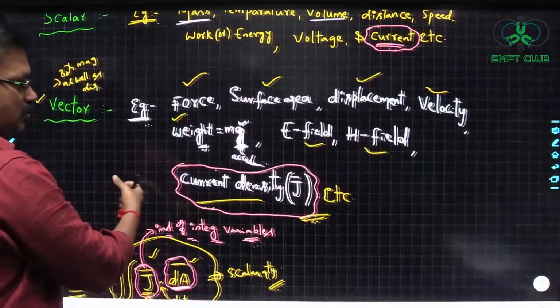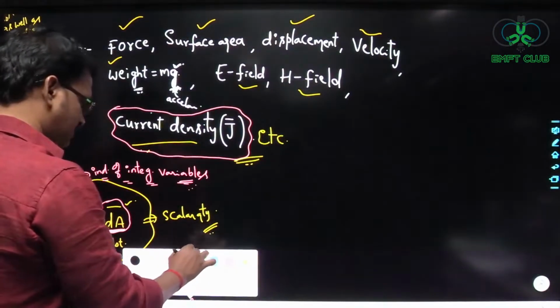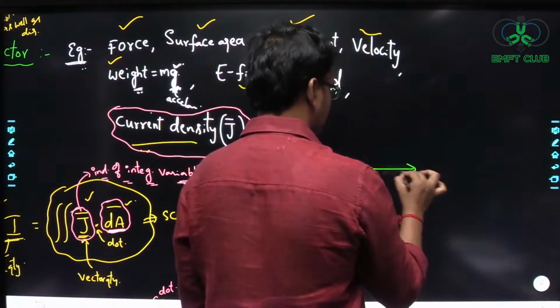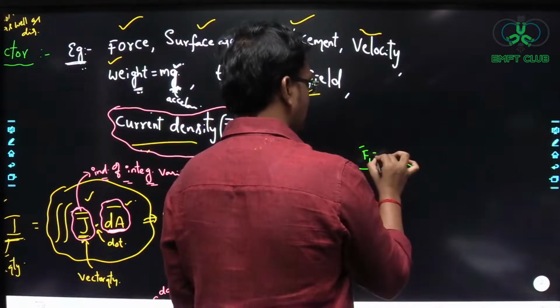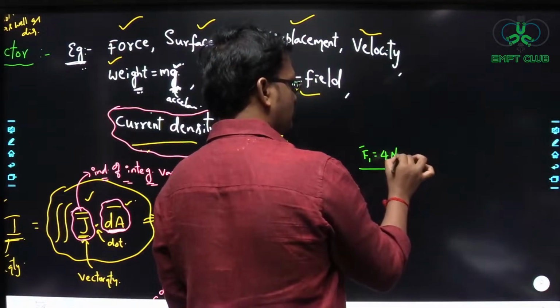And one more thing, see here. Whenever you are having two vectors, let us say F1 bar, with the magnitude I am representing, let us say F1 bar is equal to 4 newtons.